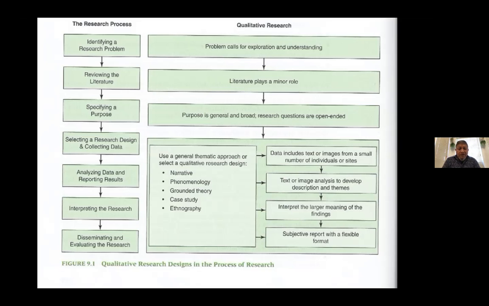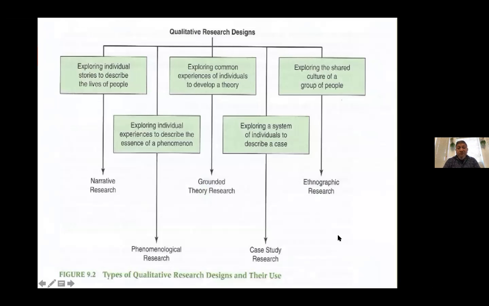So when you think about what are some of the approaches to use, there are 5 approaches that are mentioned in here. And I want to go to the next slide just to give you an idea of how those approaches break down and what are some of the things that we can do in those different approaches. So first of all, we have narrative research, exploring individual stories to describe the lives of people. So you are creating narratives and you are talking about the lives of people.